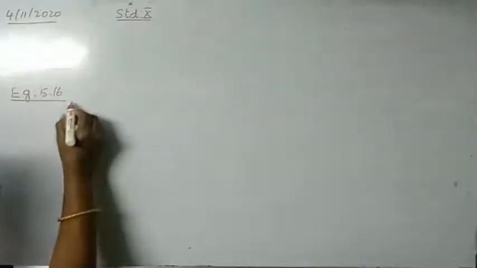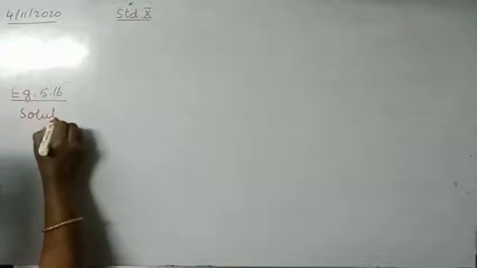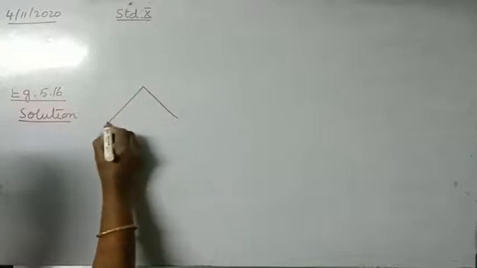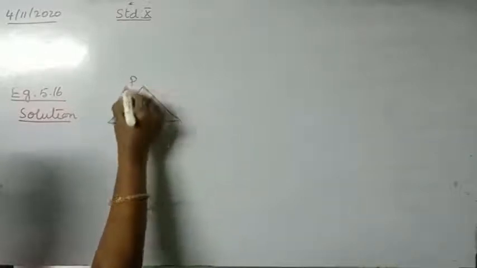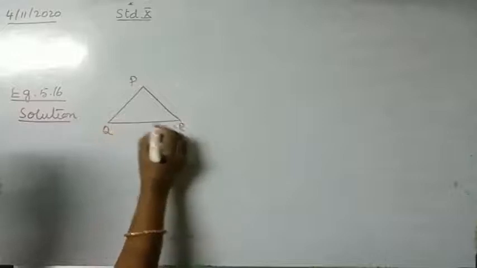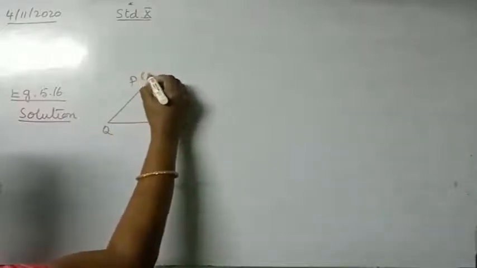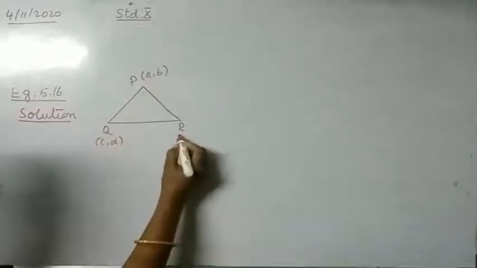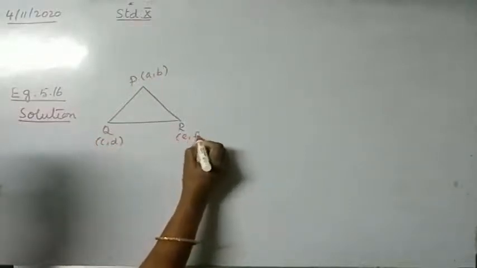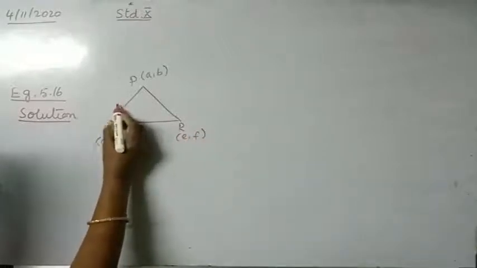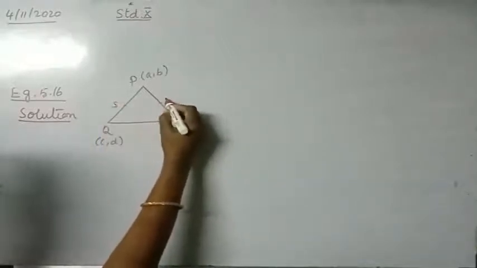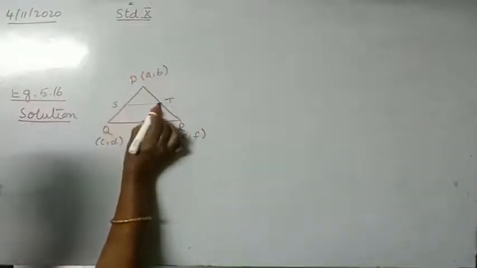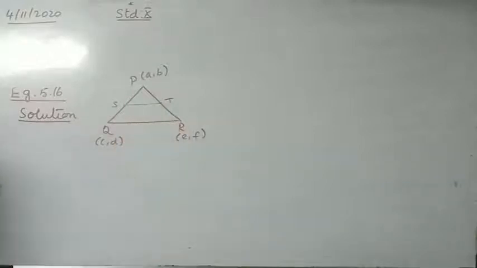See, solution. Take a triangle PQR and say the vertex of P is A comma B, and Q is C comma D, and R is E comma F. Now S is the midpoint of PQ, T is the midpoint of PR. So if I join ST, then ST is parallel to QR.